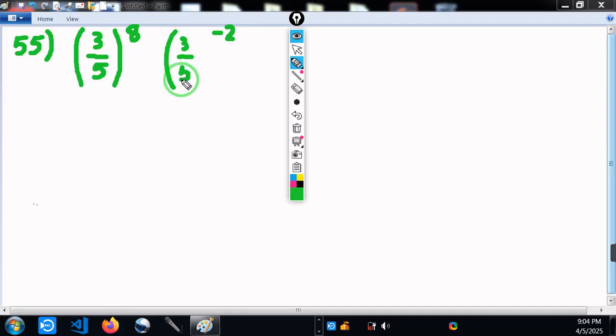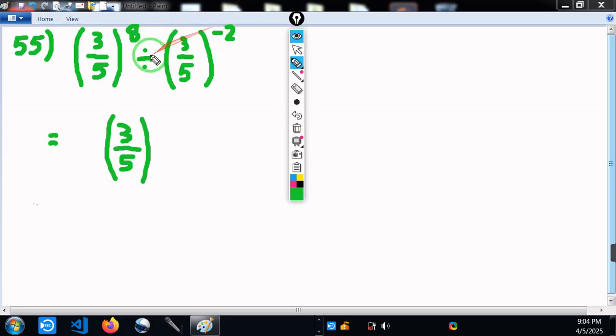We are dealing with the division operation this time around. There we are. So base same. Write back the base one time. 3 over 5. No sweat, easy peasy. 8 indicates minus, minus 2. Minus is plus, 8 plus 2 is 10. Done. That's very easy. 55. Let's go to 56.